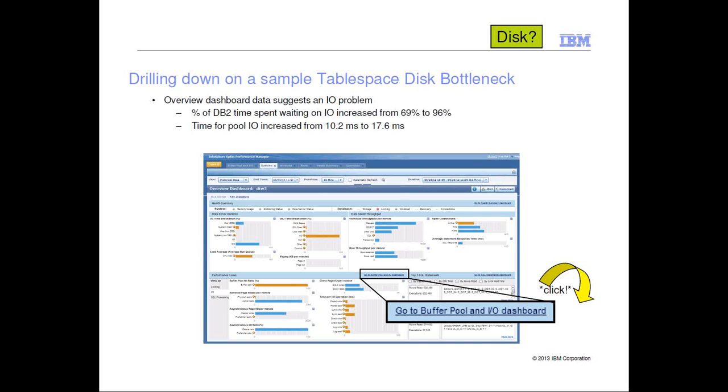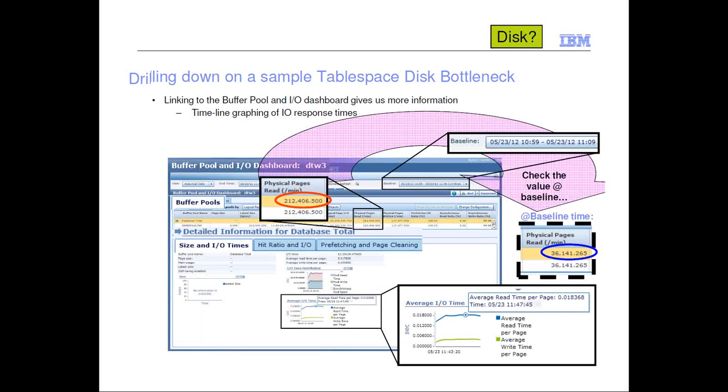And once we move from the overview dashboard to the buffer pool and I/O dashboard, we get further details on what was the exact activity that was going on in terms of actual physical reads on the database. At the baseline time, we see that there were 36,141 physical pages that were read per minute, whereas in the current time slice it shows 212,406 pages per minute being read. This necessarily doesn't mean that there is an issue, it just could probably mean that there are more number of SQLs that could have been executed at this particular time.